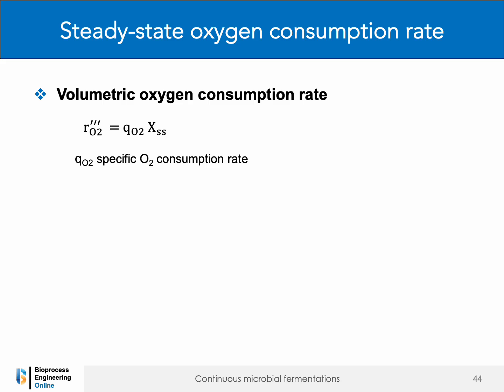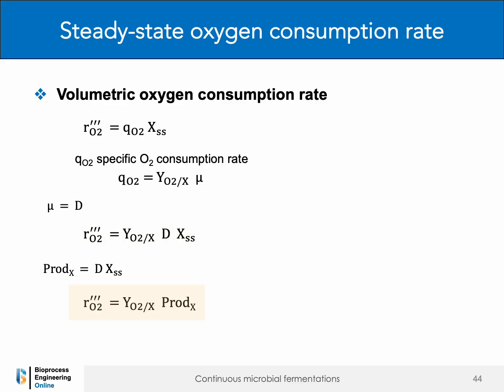The volumetric oxygen consumption rate, R_O2, in gram oxygen per liter hour, is equal to the product of the specific oxygen consumption rate, q_O2, and the biomass concentration X. The specific oxygen consumption rate, q_O2, is proportional to the specific growth rate mu and can be expressed as q_O2 equals Y_O2/X times mu. Under steady-state continuous operation, the specific growth rate is equal to the dilution rate, mu equals D. The volumetric oxygen consumption rate therefore becomes R_O2 equals Y_O2/X times D times X_ss.